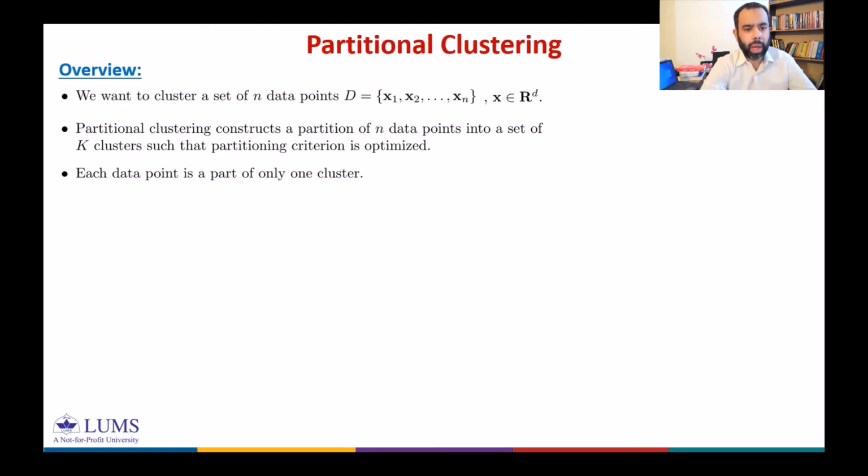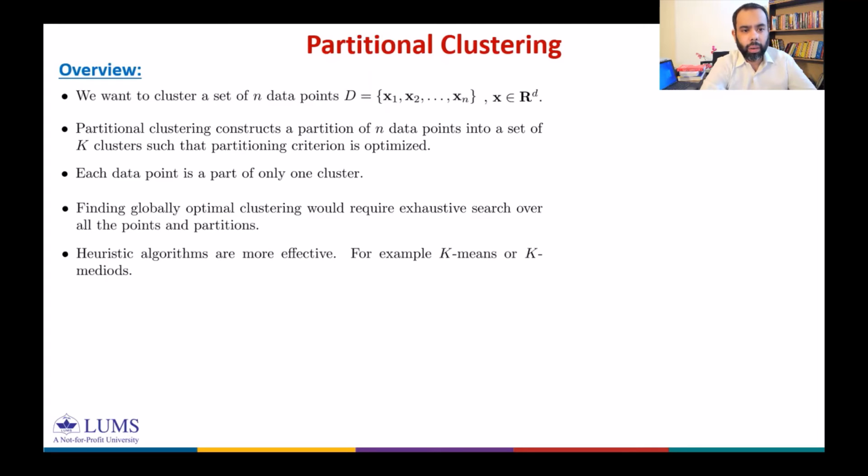So we note that we have disjoint clusters. It means each data point is a part of only one cluster. Finding globally optimal clustering would require exhaustive search over all the points and partitions, and therefore we use heuristic algorithms for clustering, and these heuristic algorithms are found to be more effective. For example, K-means or K-medoids are algorithms which are very frequently used in the literature to carry out this partitional clustering.